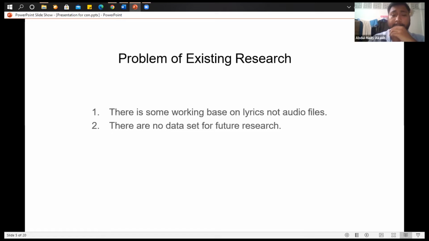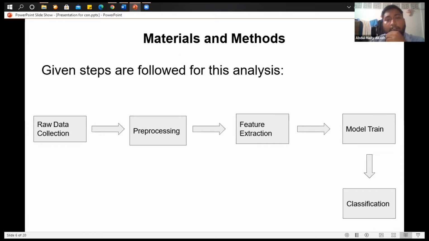And another problem is, when we started our research, we saw that there was no data set to continue our research. So we needed to start from the very beginning. We had a lot of issues making the data set, so we made it public for future research actually. So this is our methodology.